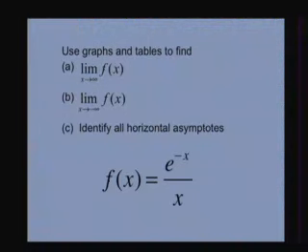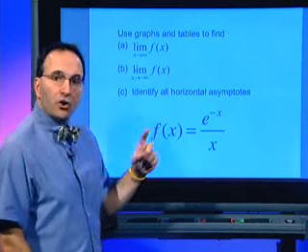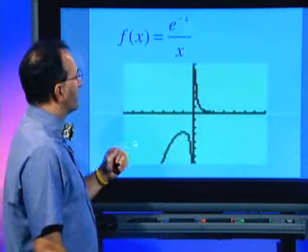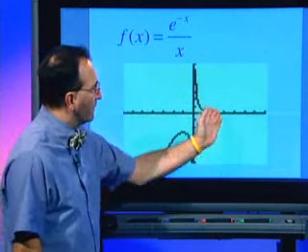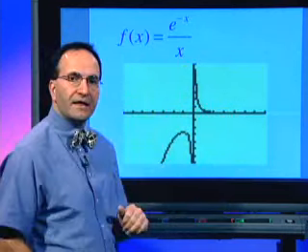Use graphs and tables to evaluate the limit as x goes to infinity of f of x and the limit as x goes to negative infinity of f of x, as well as identify all horizontal asymptotes for f of x is equal to e to the negative x divided by x. Let's take a look at the graph first. Here's the graph. It's in two pieces like this.